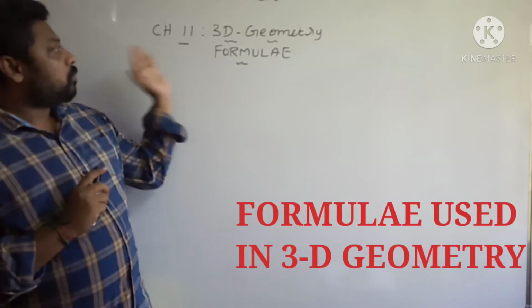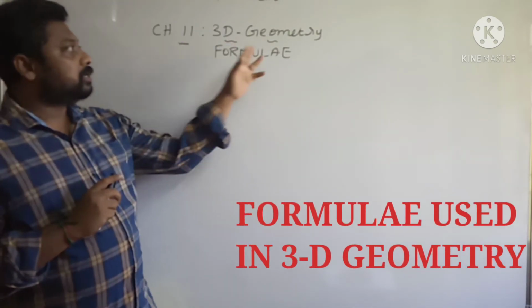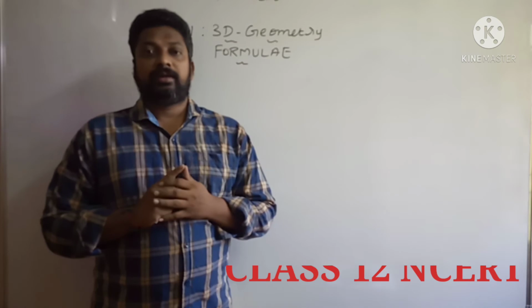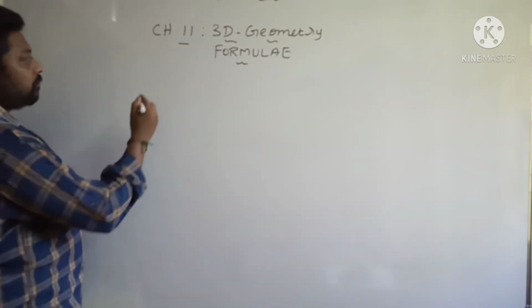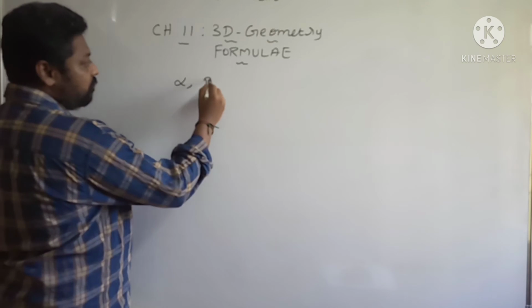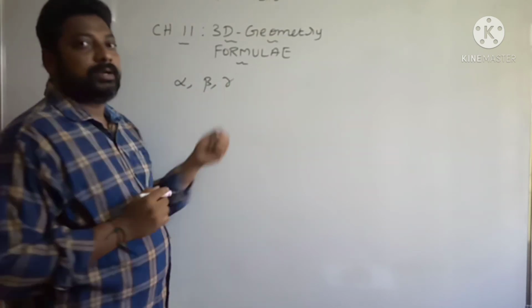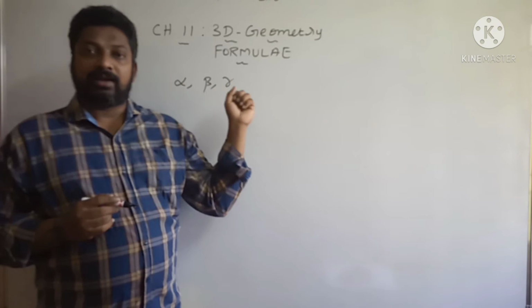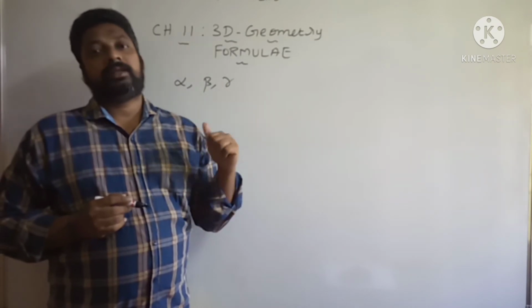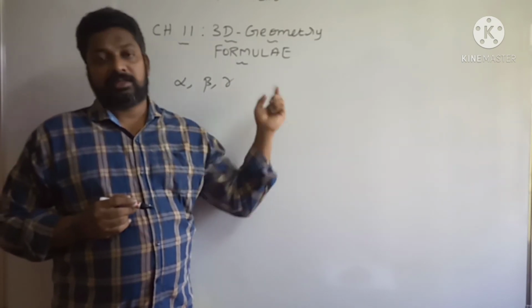Today we discuss all the formulas in chapter 11, 3D geometry, in class 12 NCERT. So what is the first formula? If all the angles alpha, beta, gamma are given, what are these angles? This is the angle between the given line and the three coordinate axes x, y and z respectively.